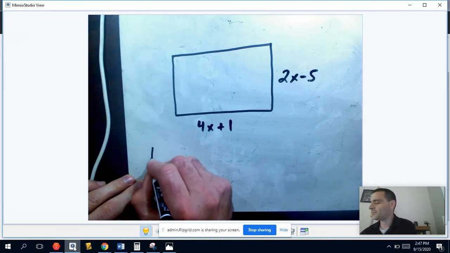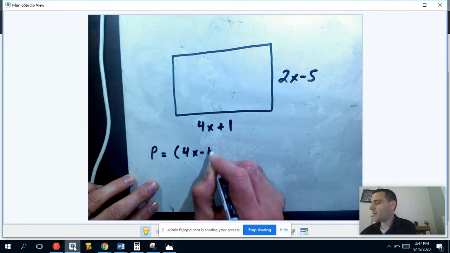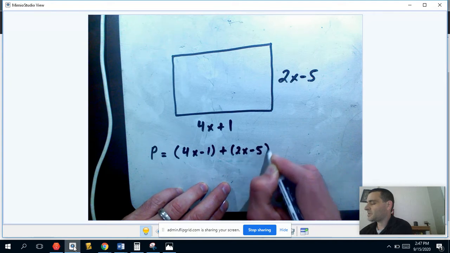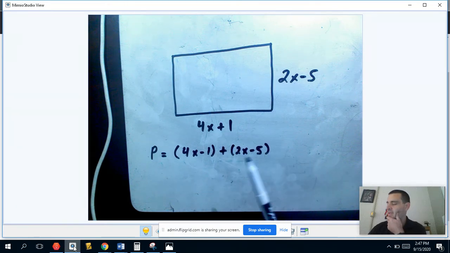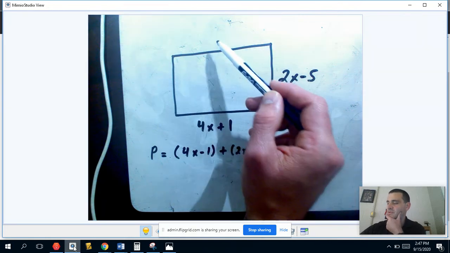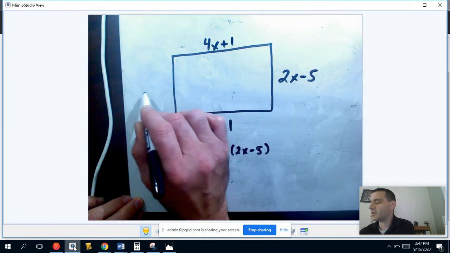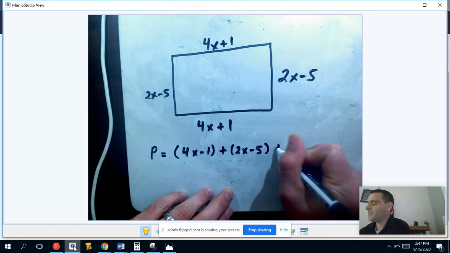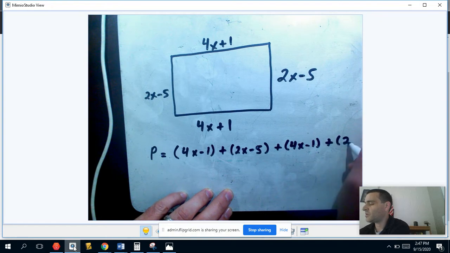We'll start with the perimeter. So for the perimeter, we want to add up all the sides. This would be half the distance. So if you preferred, you could put a 2 on each of these to take into account that this is also 4x plus 1, and this is also 2x minus 5. But it may be nearly as efficient just to simply add them all up. It doesn't take very long.